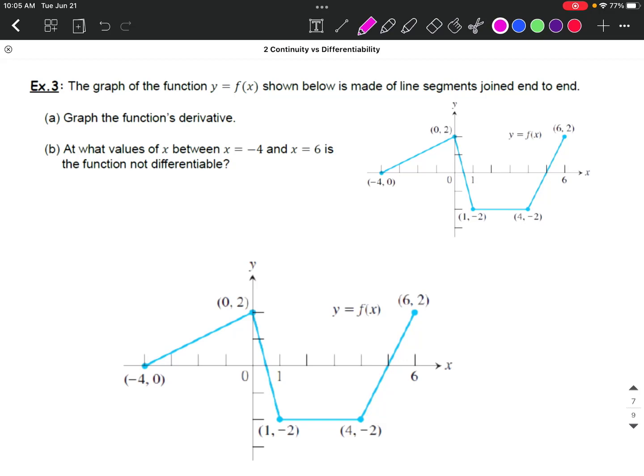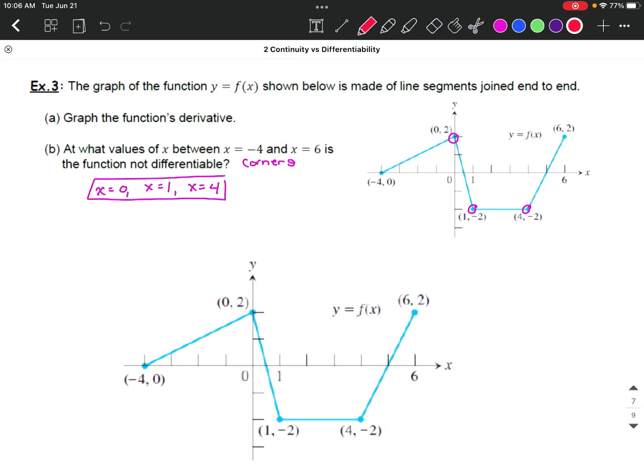If you look, any place we have a corner, look for the sharp corners, because it looks continuous, everything's connected, but we have a sharp corner here, we have a sharp corner here, and we have a sharp corner here. That means there's no derivative at 0, there's no derivative at 1, and there's no derivative at 4. So that piece is the easy part. Now back to part A.